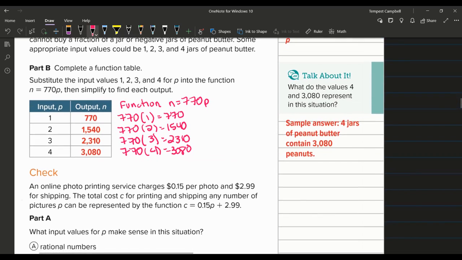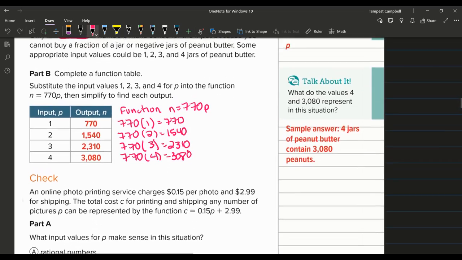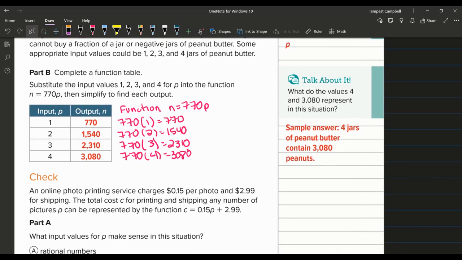So let's go ahead and work on this check. It is a multiple choice. An online photo printing service charges 15 cents per photo and $2.99 for shipping. Because I see the word per, this is going to be my slope. If we look at it like y equals mx plus b, notice the coefficient is 0.15, and then we have a flat fee, or initial cost, of $2.99 for shipping.